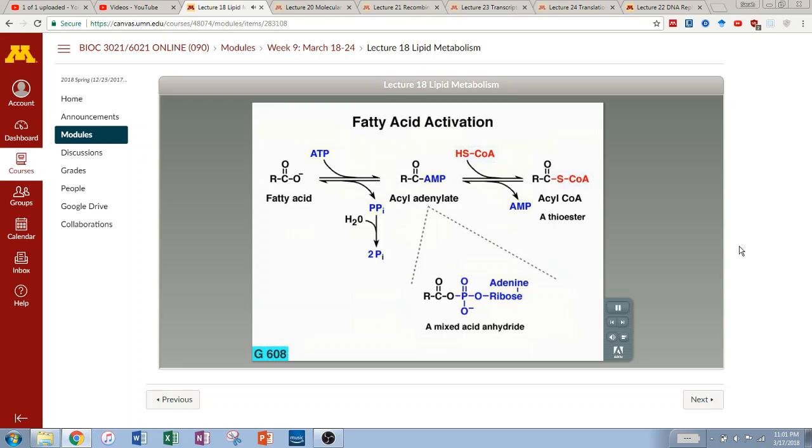The acyl adenylate derivative is a mixed acid anhydride with a high energy of hydrolysis. When it's swapped for CoA in the next step, the reaction is thermodynamically neutral. The formation of the acyl adenylate intermediate thus provides a way of using ATP to facilitate the synthesis of a high-energy CoA product from a free fatty acid and CoA.